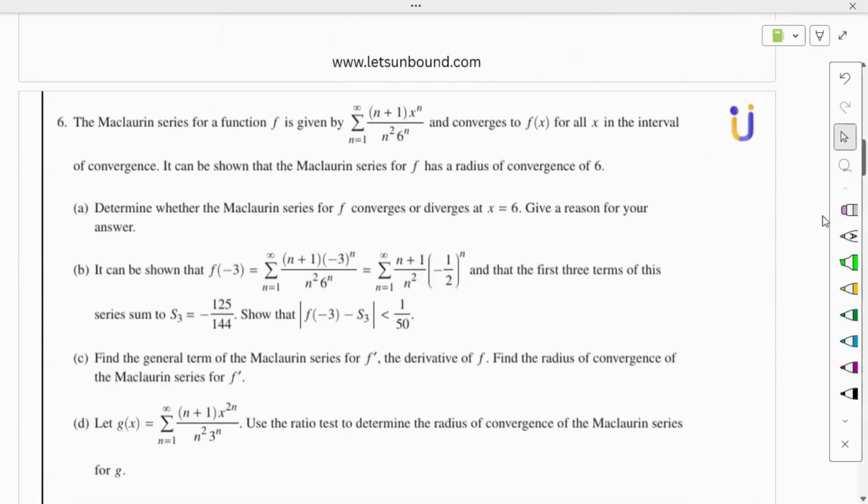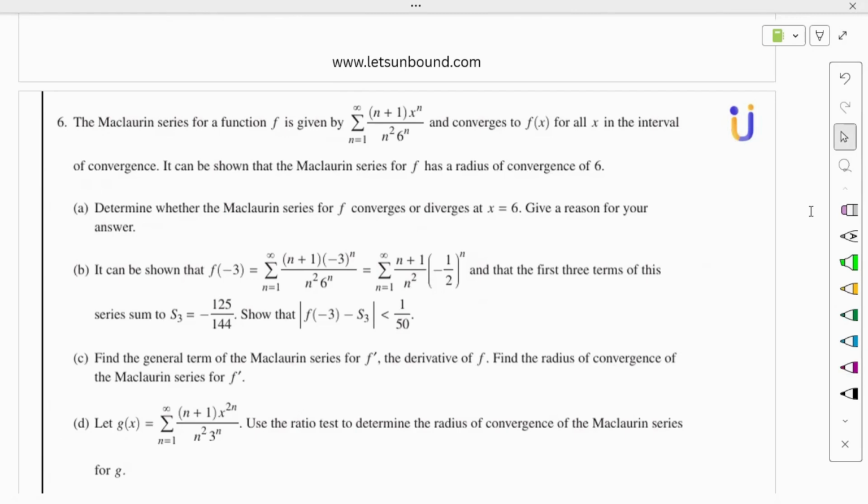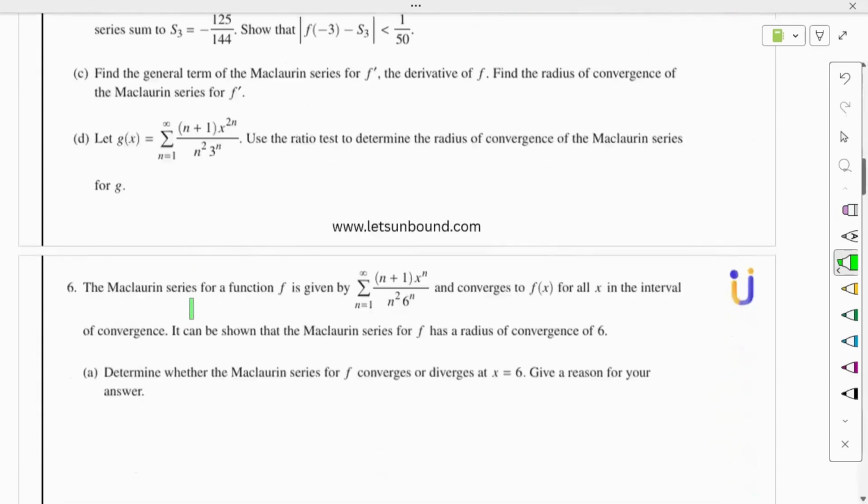Yes, no calculator. The Maclaurin series for a function f is given by sigma n is 1 to infinity (n plus 1) x^n over n^2 6^n, and converges to f of x for all x in the interval of convergence. It can be shown that the Maclaurin series of f has the radius of convergence 6. So the series is given. It converges under the radius of convergence. We will be solving this step by step. So the basic description is given, and let's go with the problem.